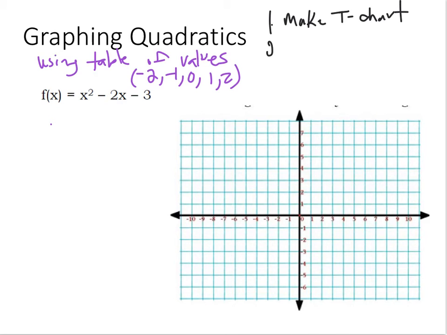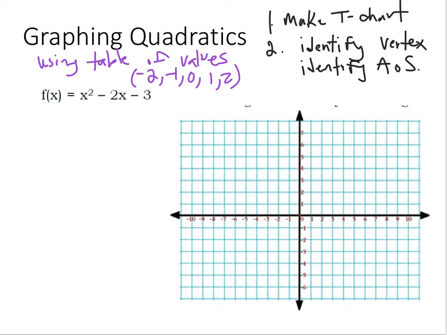So we're going to make a t-chart, and then what we're going to do with this is identify the vertex, and we're going to identify what we're going to call the axis of symmetry, or what I'm going to call AOS. So we're going to identify those two things. The first thing is I'm going to make my t-chart. These are my values of x that I'm going to use, and this is the value of y, or the value of what we call f of x. Those two things are the same thing. Y and f of x are used interchangeably.